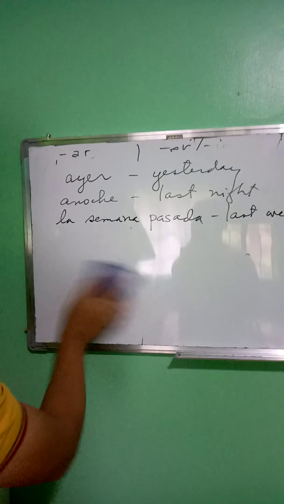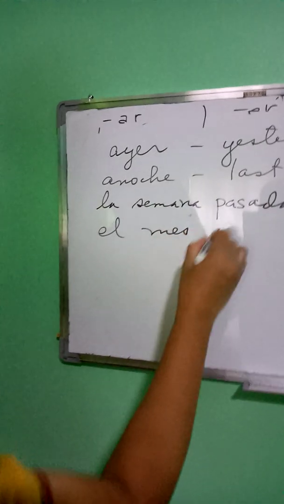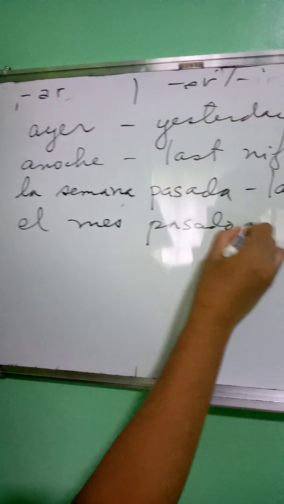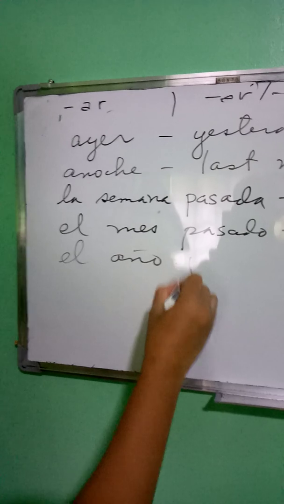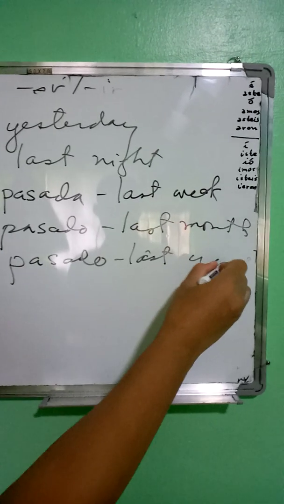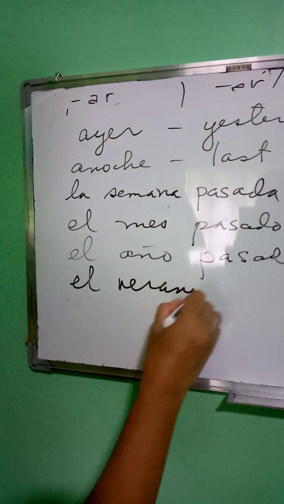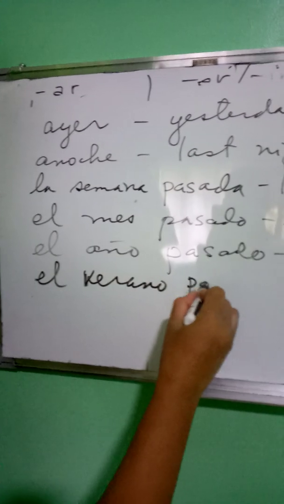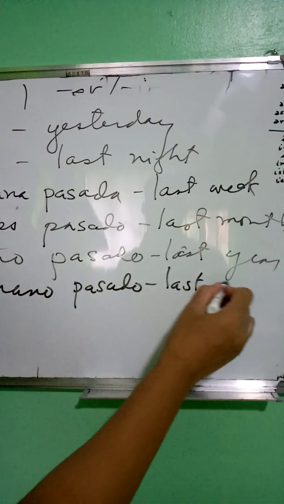How do we say last month? El mes pasado. Last month. How do we say last year? El año pasado. Okay? This is last year. So how do we say last summer? El verano. Verano is summer. El verano pasado. Last summer.